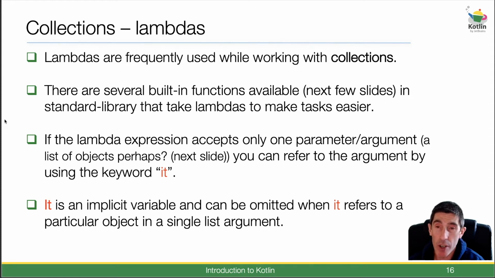We've seen that already. Again, we didn't dwell on it too much, but here now it becomes an integral part of using lambda expressions with collections. It is an implicit variable and can be omitted when it refers to a particular object in a single list argument, and that'll become more evident when we look at the examples.